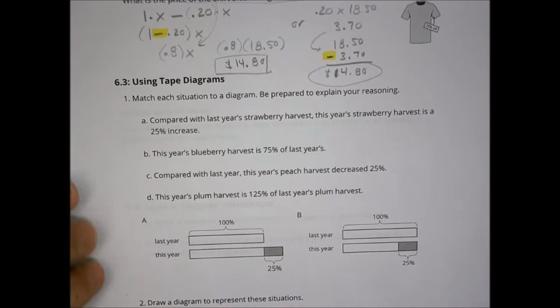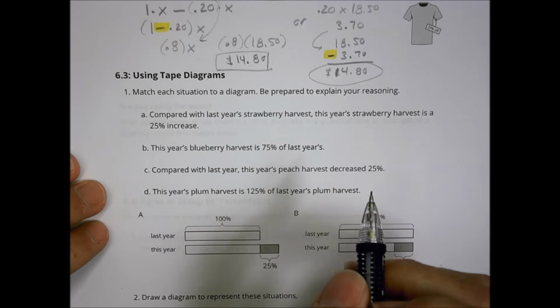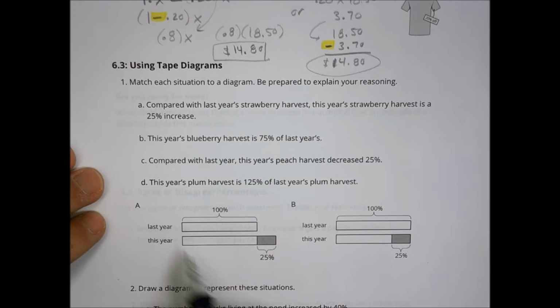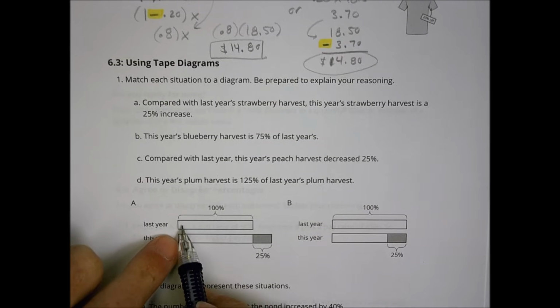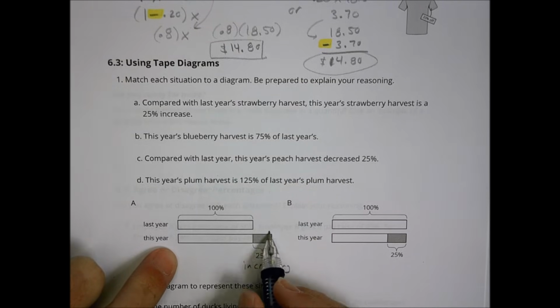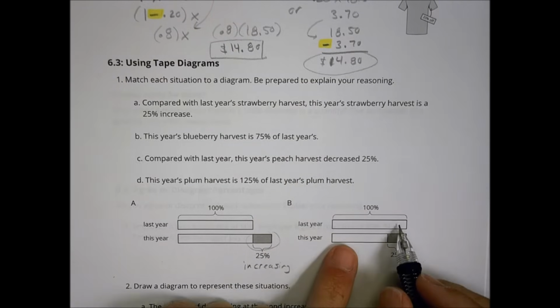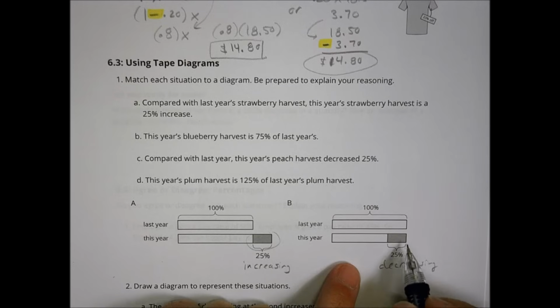6.3, using tape diagrams. Match each situation to a diagram. Be prepared to explain your reasoning. Okay, here we go. Let's take a look at what I have here. First of all, I have one that has an A. I have an example of something at 100%, and this year we're going to be increasing by 25% because it's growing, it's getting larger. For B, we can see we have 100% and we are decreasing in this year's amount. We have less. In this case, it shows 25% less there.